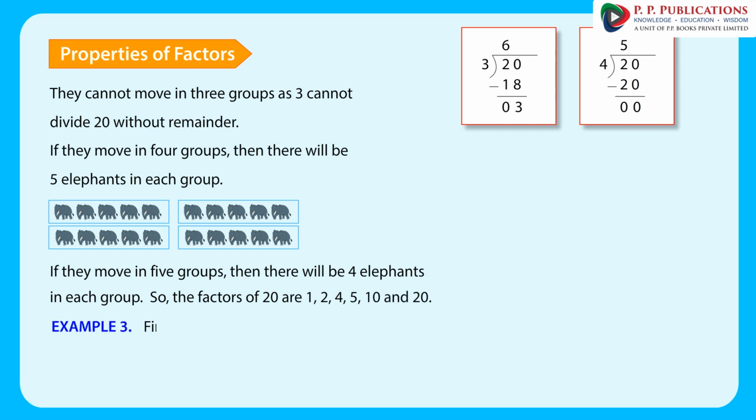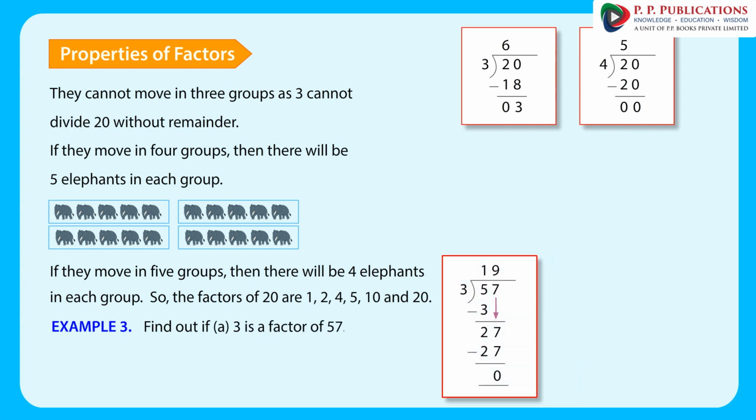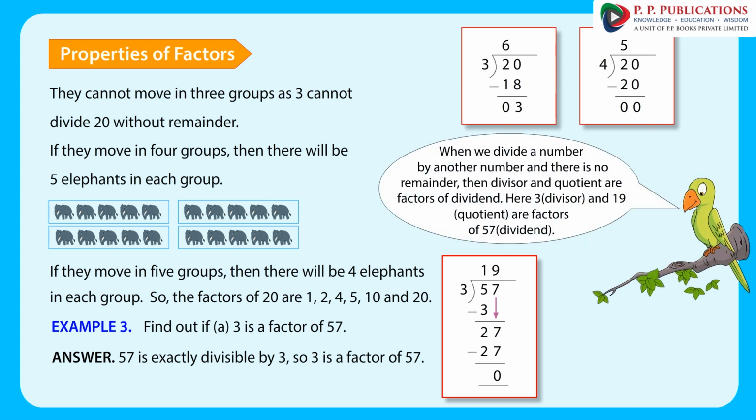Example 3. Find out if 3 is a factor of 57. Answer: 57 is exactly divisible by 3. So 3 is a factor of 57. When we divide a number by another number and there is no remainder, then the divisor and quotient are factors of the dividend. Here, 3, the divisor, and 19, the quotient, are factors of 57, the dividend.